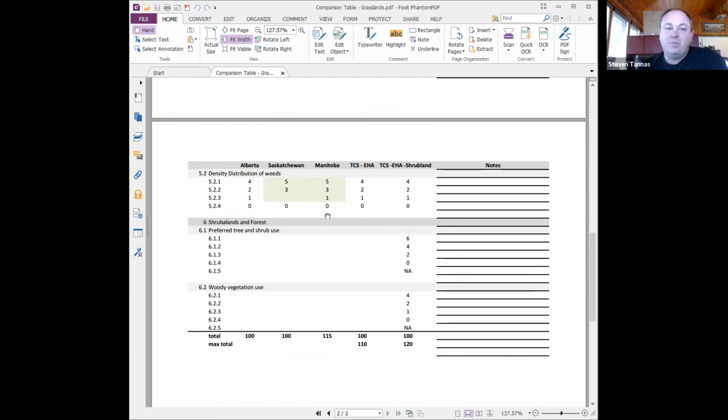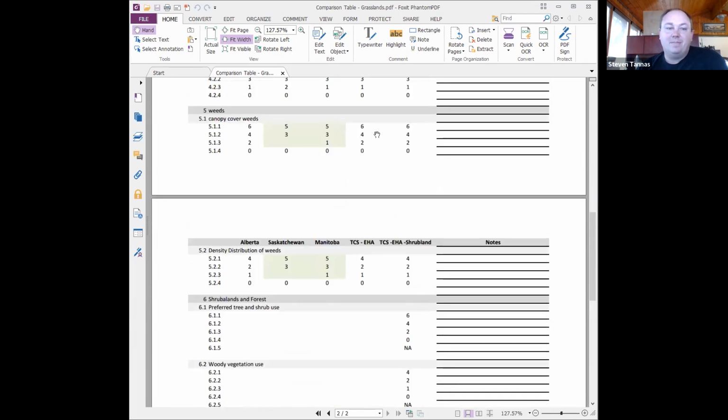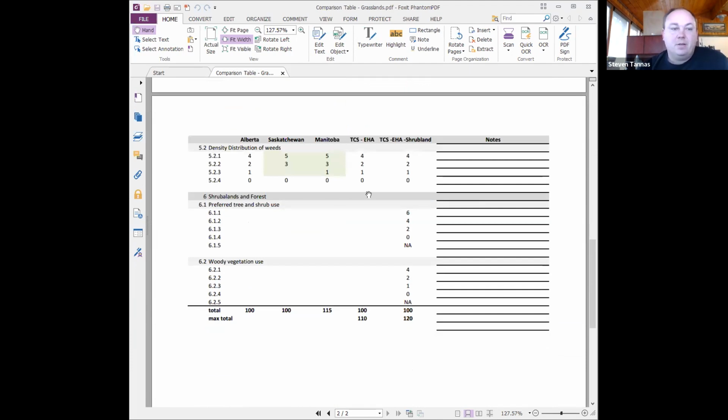Definitely I'm open to options if we have some better scoring techniques. There are some slight differentiations in scoring. Manitoba's using a 5-3-1-0. I've got the 6-4-2 and then 4-2-1-0. It might be worth switching this because the forested Alberta assessment uses 5-3-1-0, so maybe making it a little more uniform does make sense.